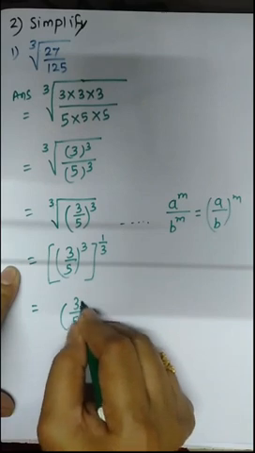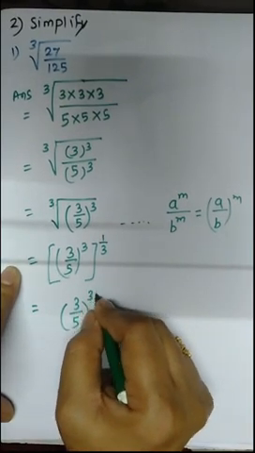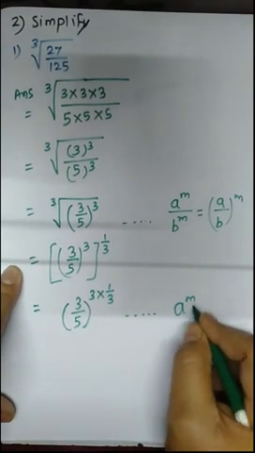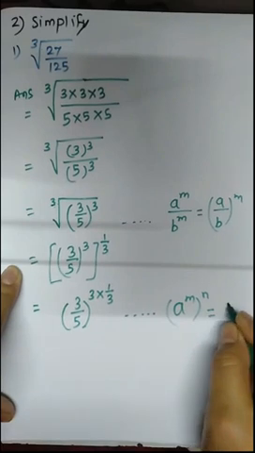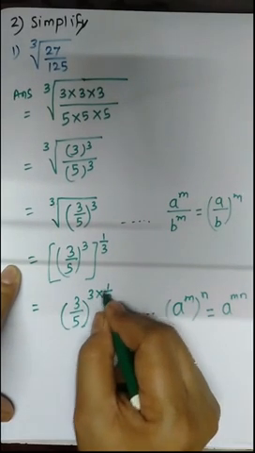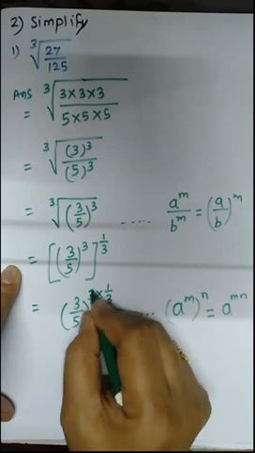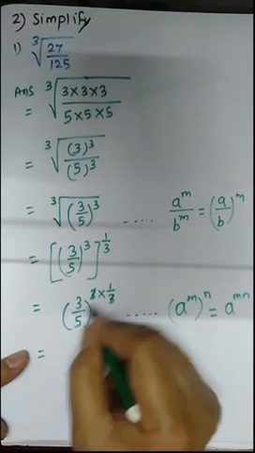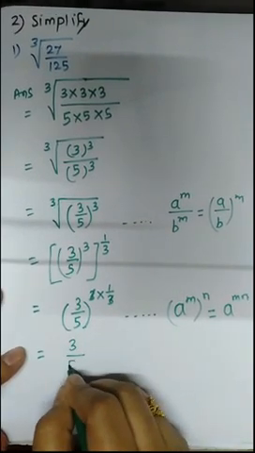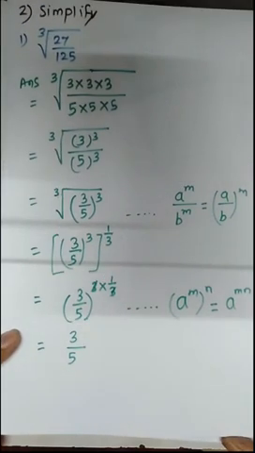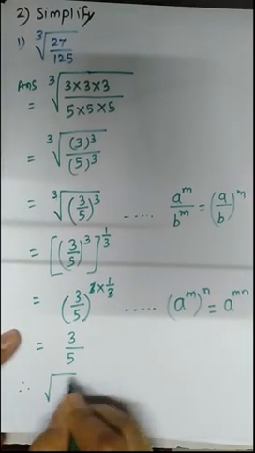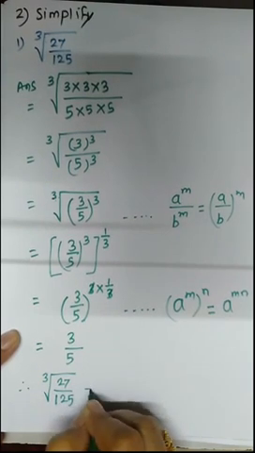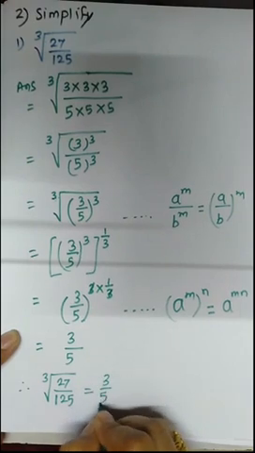So 3 upon 5 raised to 3 multiplied by 1 upon 3, because a raised to m raised to n is equal to a raised to mn. Multiply the indices. So 3 multiplied by 1 upon 3, this 3 cancels, means 3 upon 5 raised to 1. No need to write this one. So it is 3 upon 5. Understood? Therefore cube root of 27 upon 125 is equal to 3 upon 5.